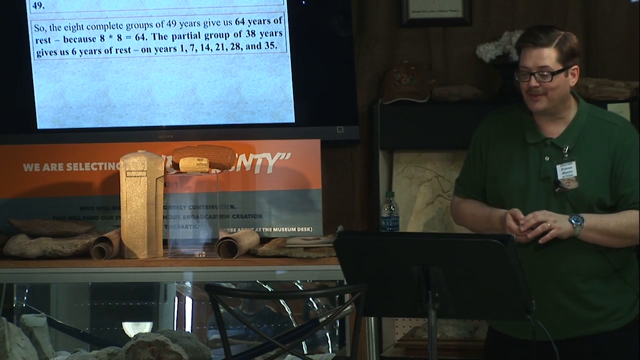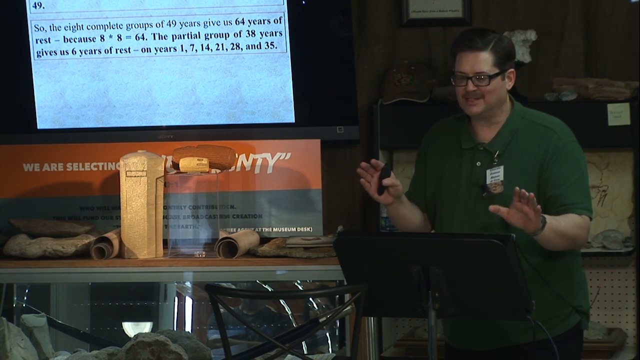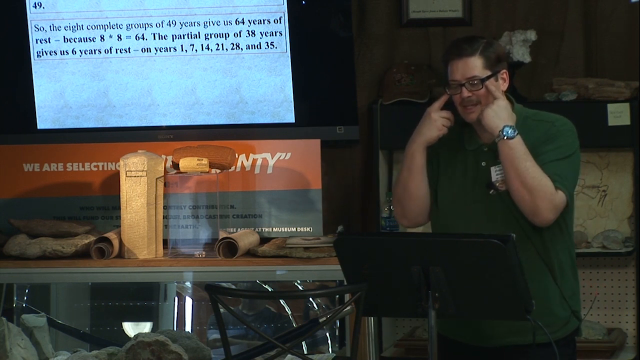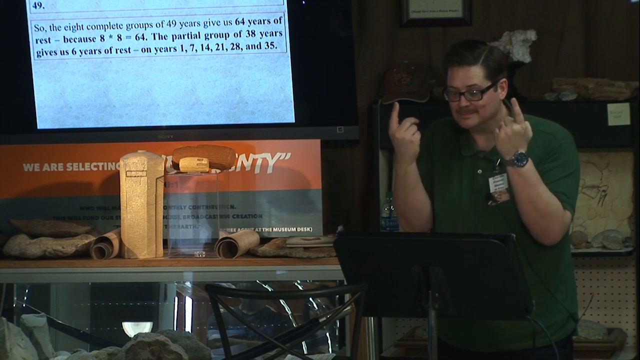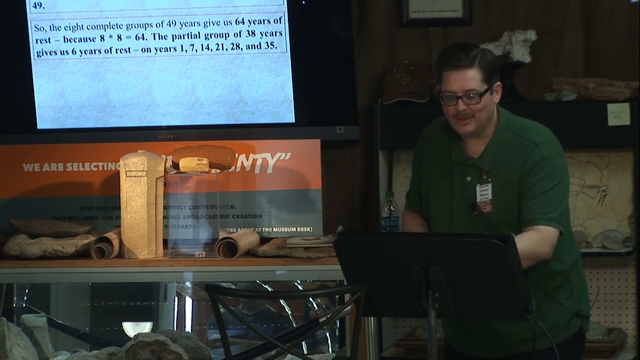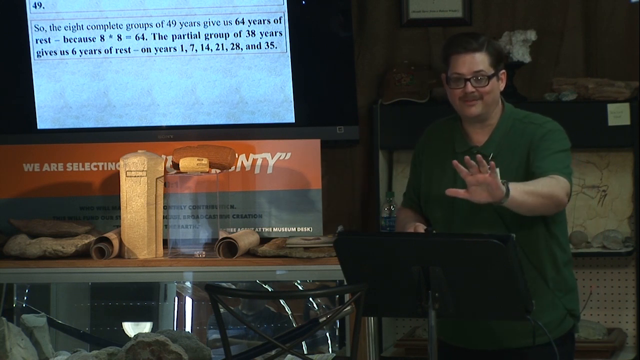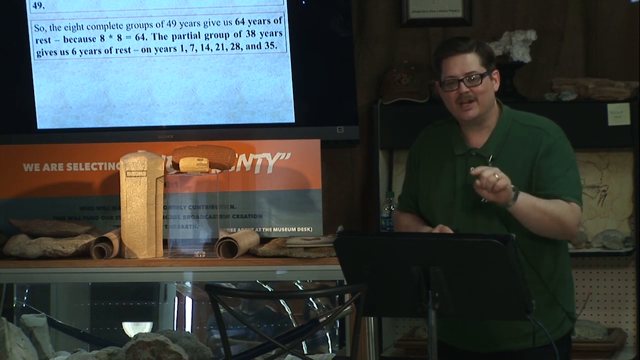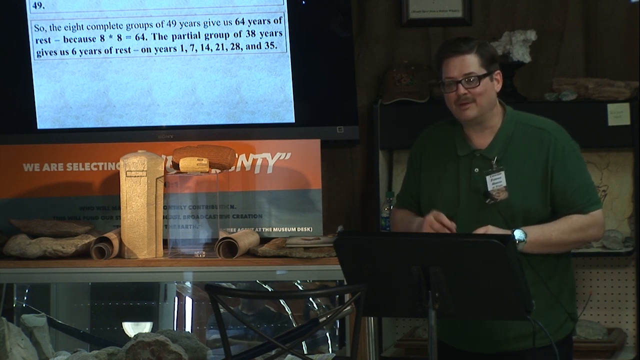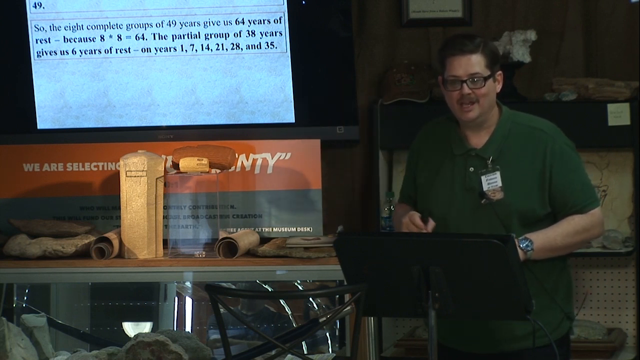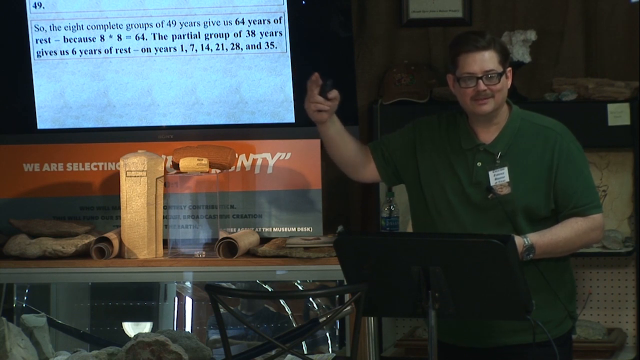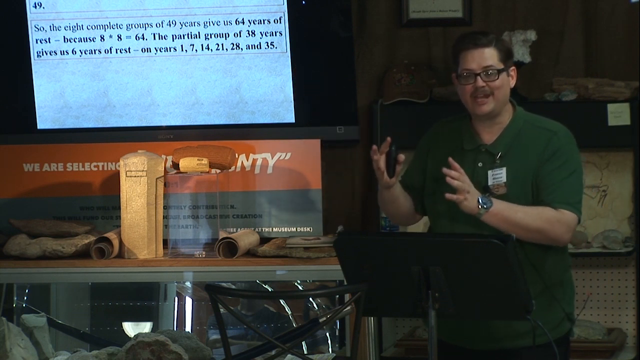The partial group of 38 years. Now let's stop right there, because I think there's a sentence missing. You might be thinking, what's the 38 years? Well, we're doing groups of 49 years, and we've done 8 of those. Right? So 8 times 49 is 392. And we've got to go up to 430. So we go up 8 to 400, and then up 30 to 430. So that 8 and 30 together is the 38 partial.